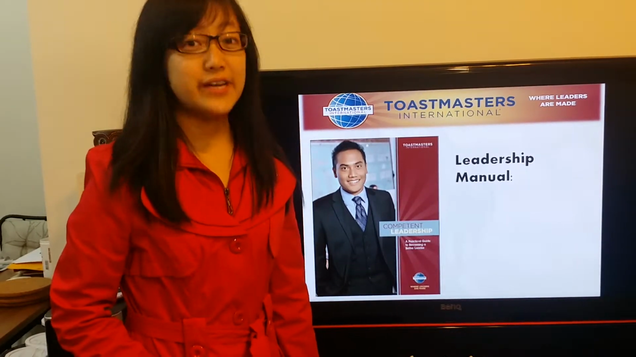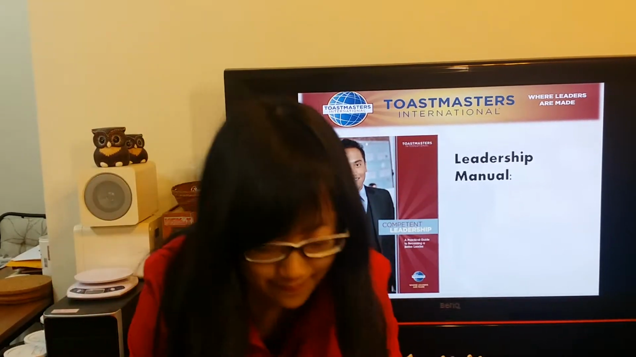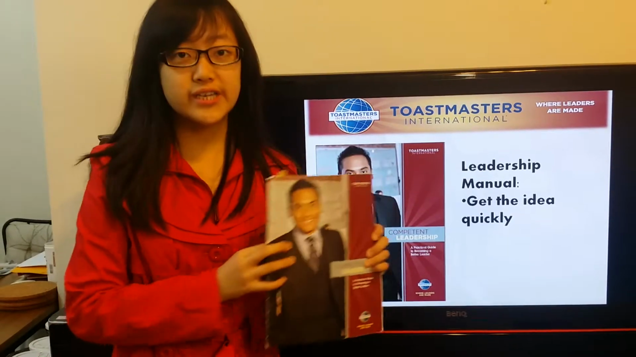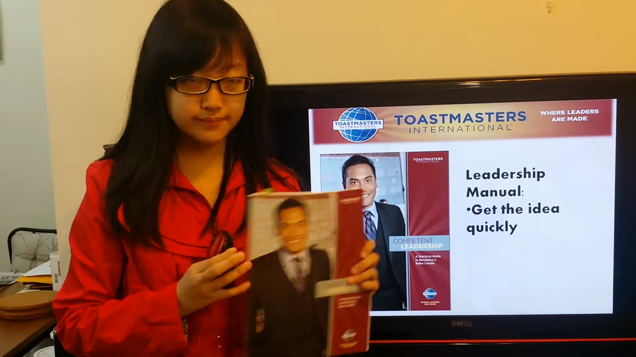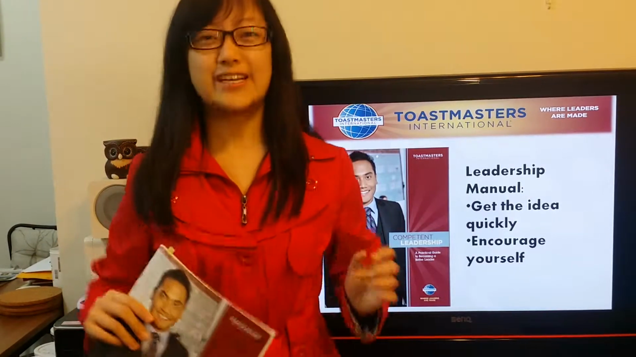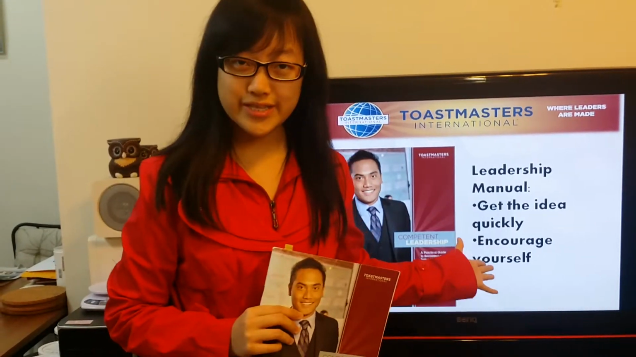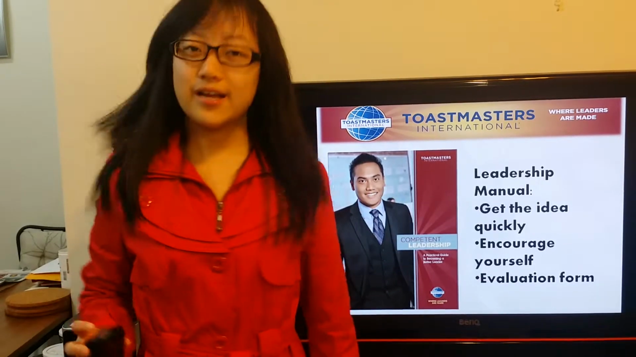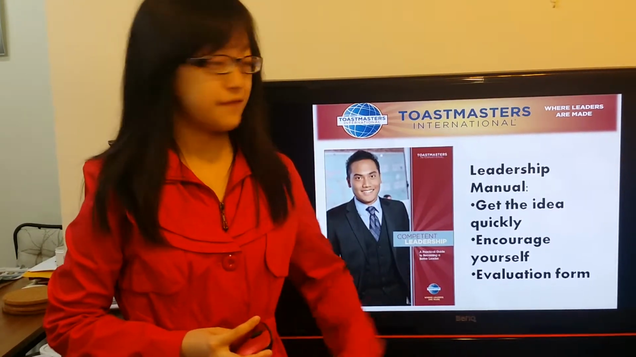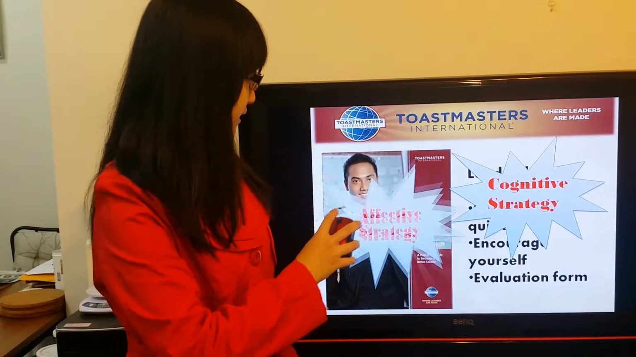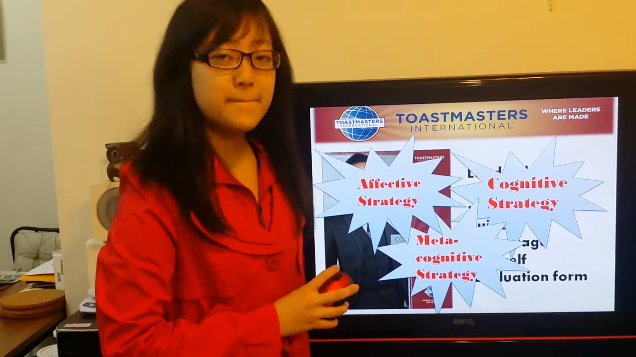In Toastmaster, we have another manual called the Leadership Manual. This one. Before we go on the stage and be a session master, we're asked to read the manual to get an idea of what a session master should do. Again, before you go on the stage, you may be nervous. You can lower your anxiety by encouraging yourself. Yes, you are a good leader as a session master. Also, there is an evaluation form for you to evaluate your performance. So here, we use cognitive strategy, affective strategy, and metacognitive strategy.